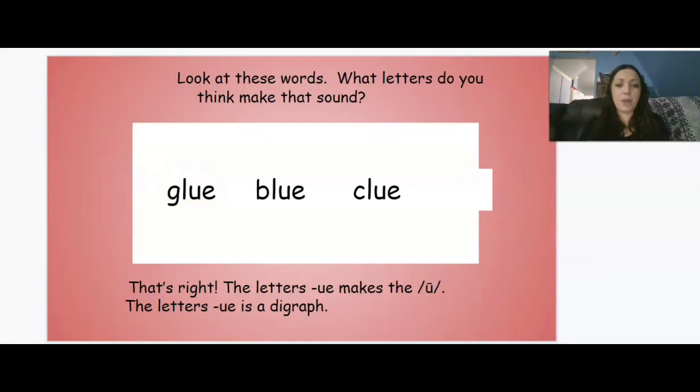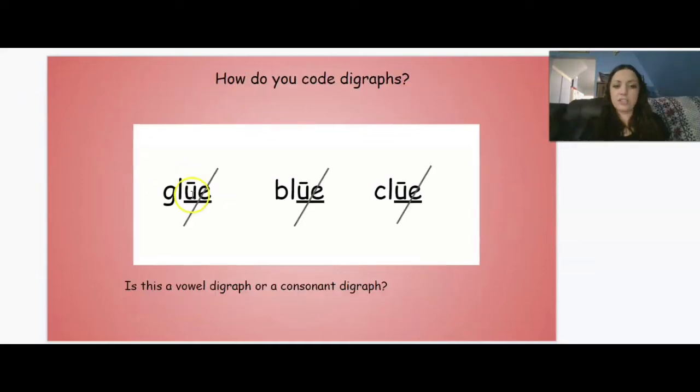So let's think about how we're going to code those words since it's a digraph. So we underline it because it goes together. It's a long U sound, and then we have to make that E silent. Okay? Is this a vowel digraph or is this a consonant digraph? This is a vowel digraph because it starts with a vowel. It's got vowels in there.